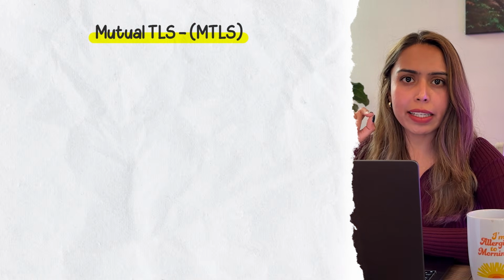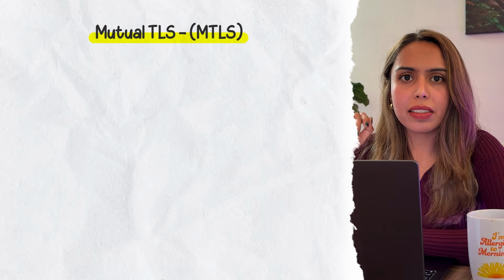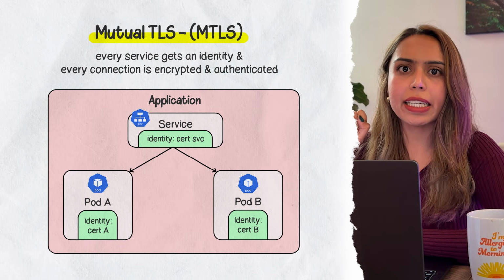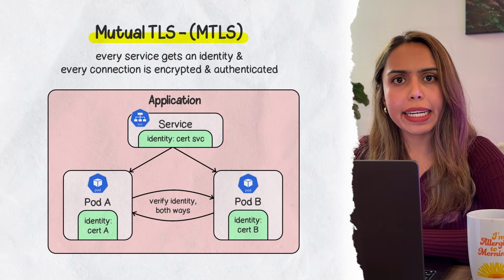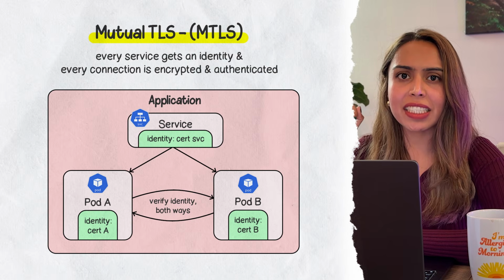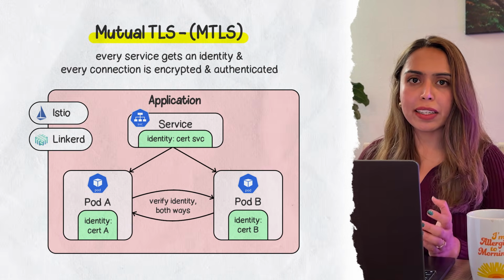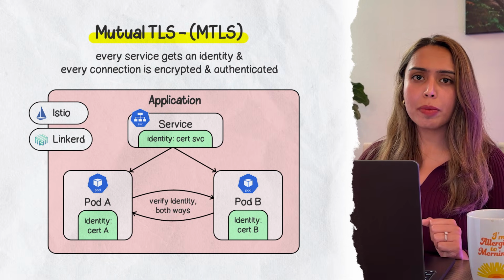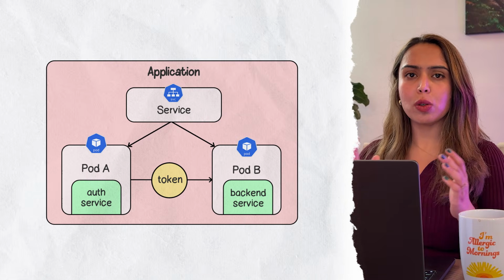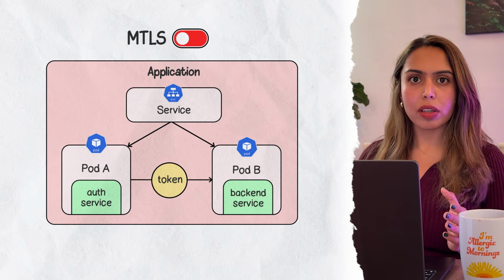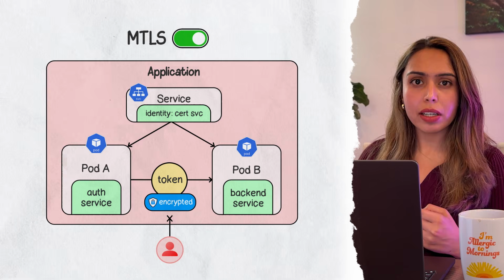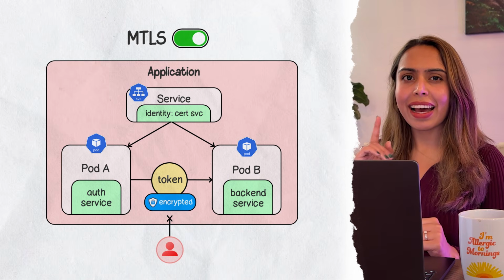This is where mutual TLS, aka mTLS, comes in. In this case, every service gets an identity and every connection is encrypted and authenticated. So every service verifies the identity of the other service before exchanging data. A service mesh like Istio or Linkerd can handle this automatically. And if you're already using Cilium, it can encrypt pod-to-pod traffic. As a simple example, imagine your authentication service is sending tokens to another service. Without encryption, anyone who can observe the traffic can read those tokens. With mTLS enabled, the traffic is encrypted and unreadable.